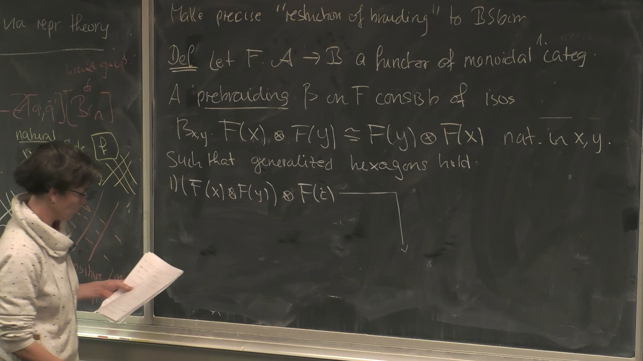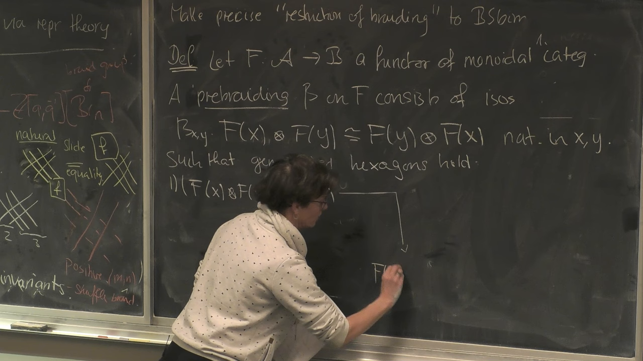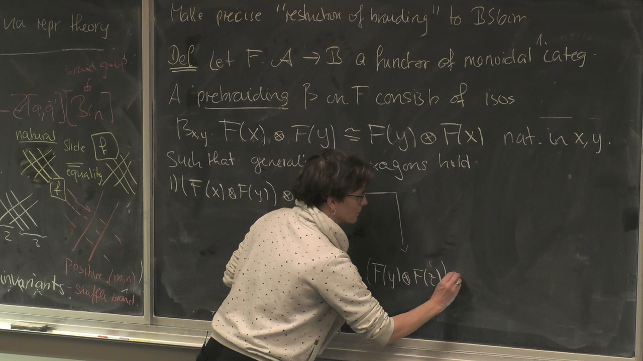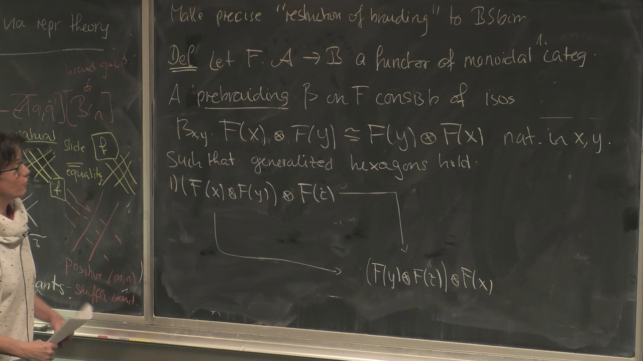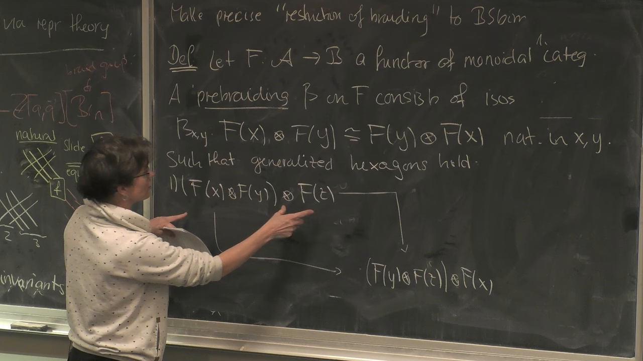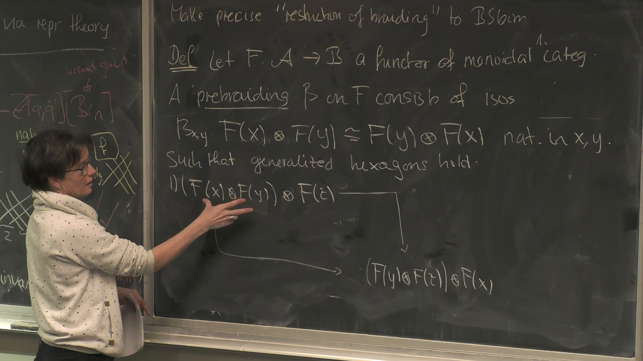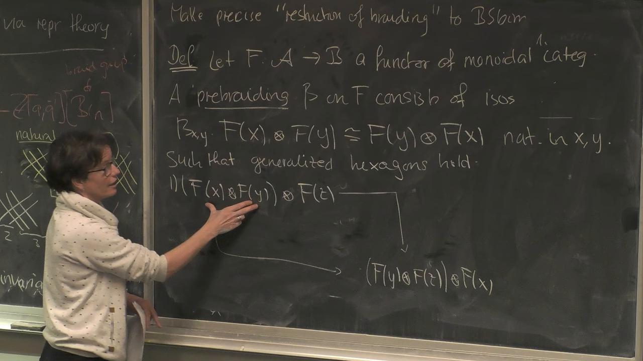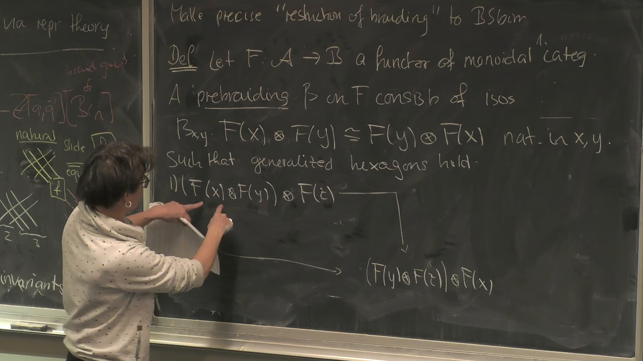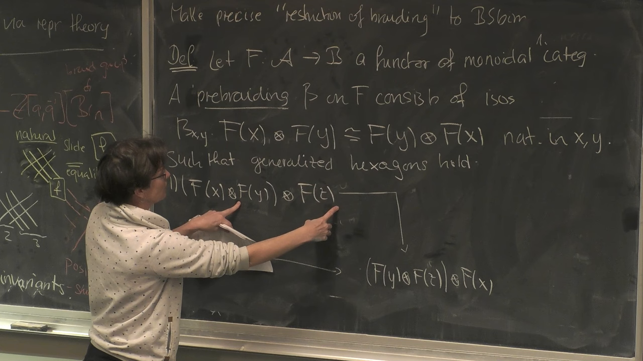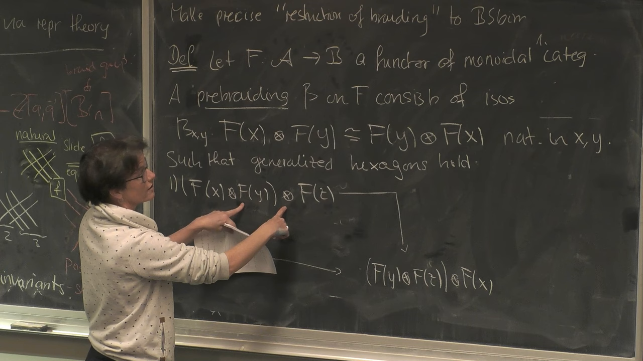I can try to move the x to the right. So F y, z, x. And I can do this in two ways. So I don't write the whole diagram, but you do the usual thing. You can first use the monoidality, no, maybe I should first bracket. I use associativity, bracket here. Then I put F y tensor F z together into F of y tensor z using the monoidality, and then I move it past x, and I get this.